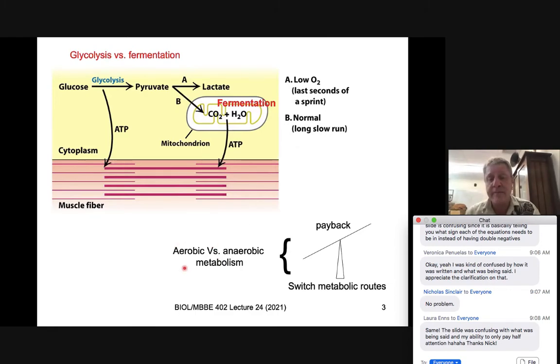So anaerobic versus aerobic metabolism is a very interesting area because there's always going to be a payback. We cannot have one without the other. And if we're doing lactic acid formation, we're going to bring this back to pyruvate to bring it through pathway B.